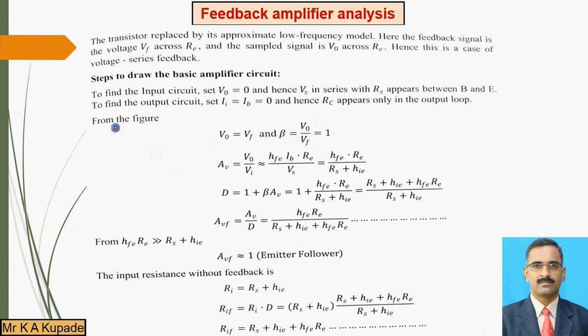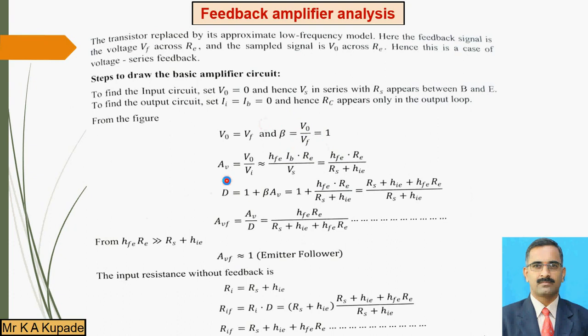So from this figure, there is a small mistake here. It should be V0 is equal to Vf, that is correct, but the beta value is inverse. That means Vf divided by V0 should be there and that is equal to 1. So remember this particular thing. Whatever the beta value is, it is Vf upon V0.